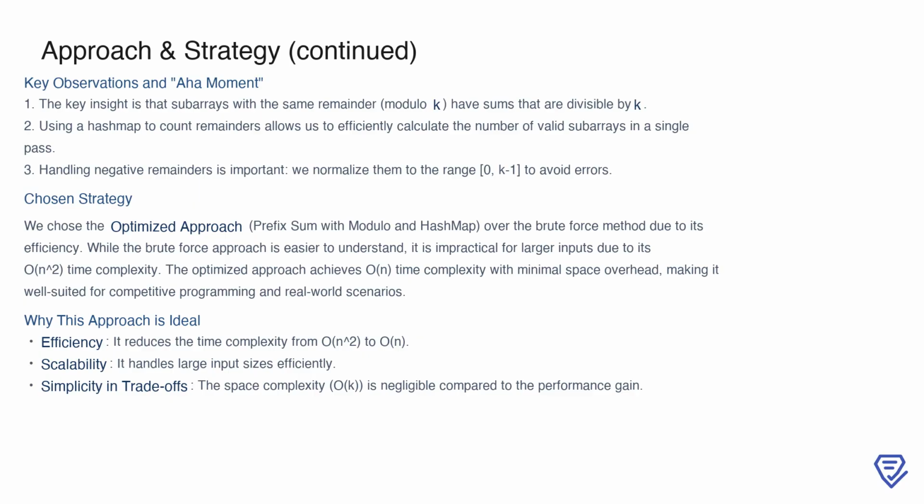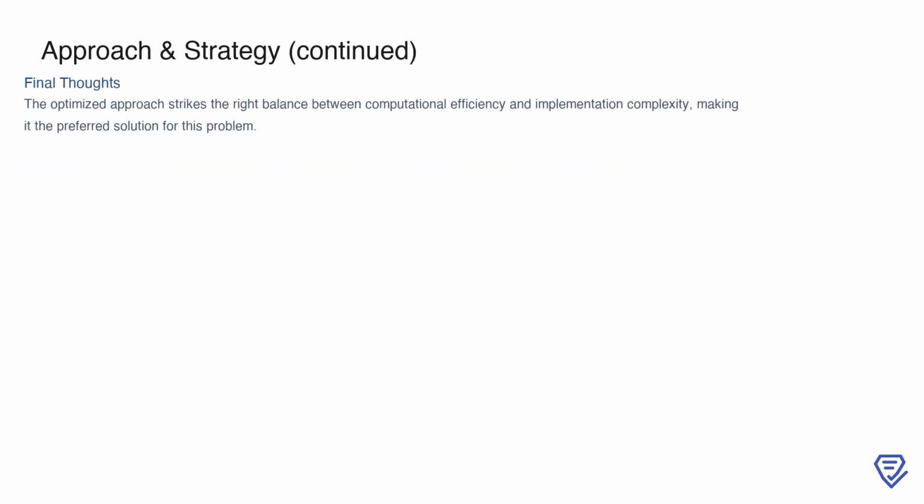While the brute force method has its merits in simplicity, it's impractical for large inputs due to its n squared time complexity. The optimized approach, on the other hand, reduces the time complexity to n, while requiring only minimal additional space. This makes it particularly suitable for competitive programming scenarios and real-world applications where performance and scalability are critical. The trade-off between time and space here is well justified, given the significant performance gain. The optimized approach represents an excellent balance between computational efficiency and implementation complexity.